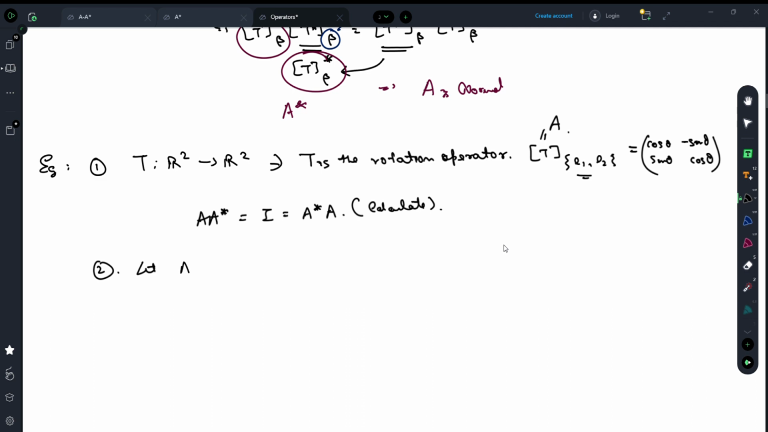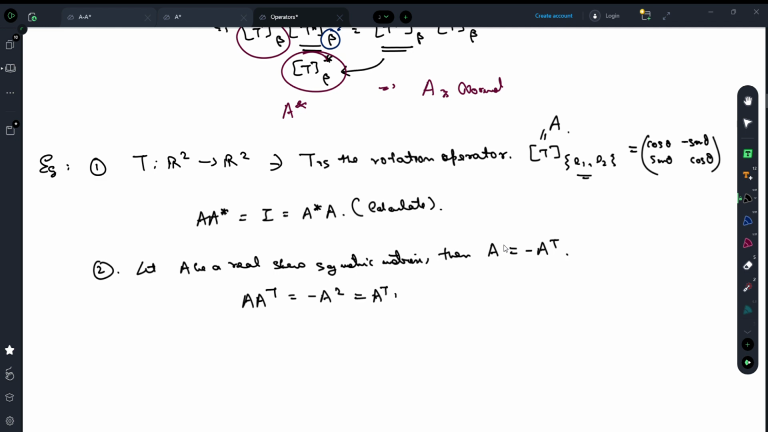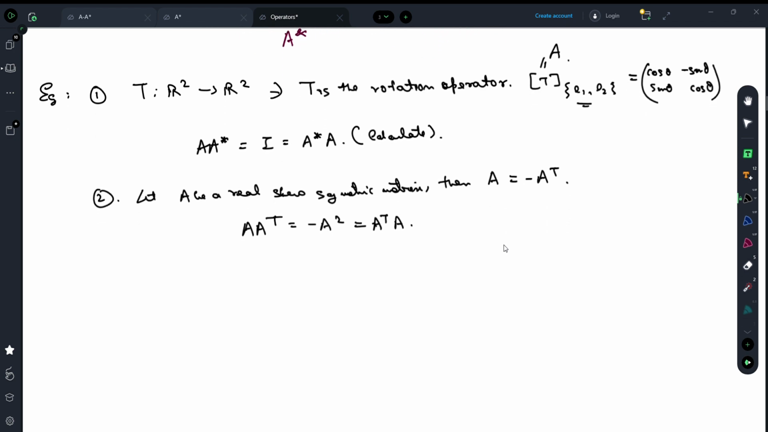Number two is that if I consider any real skew symmetric matrix, let A be a real skew symmetric matrix, then we know that A is the negative of its transpose. Now, when we are talking about real matrices, talking about conjugate is equivalent to talking about transpose, right? Therefore, what is A transpose? It's evidently minus A, so A star A equals A A star, and this is in fact a normal operator again.